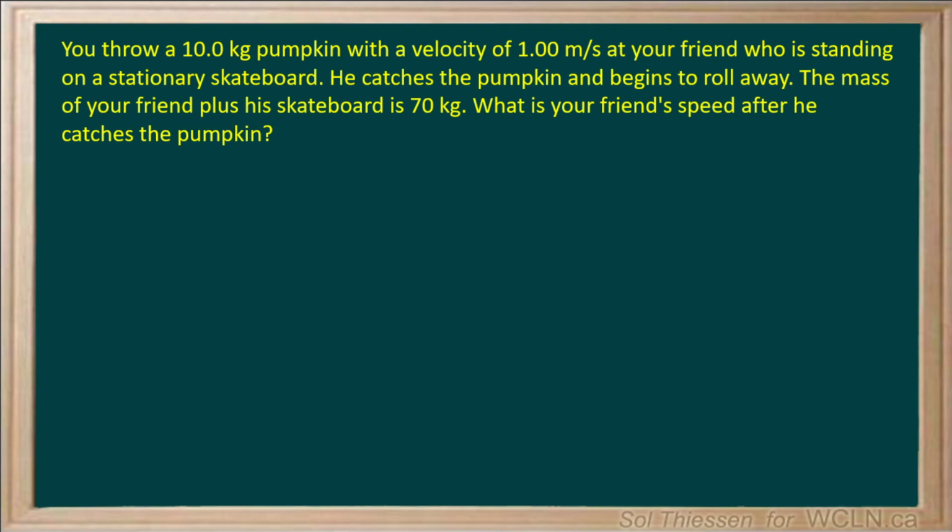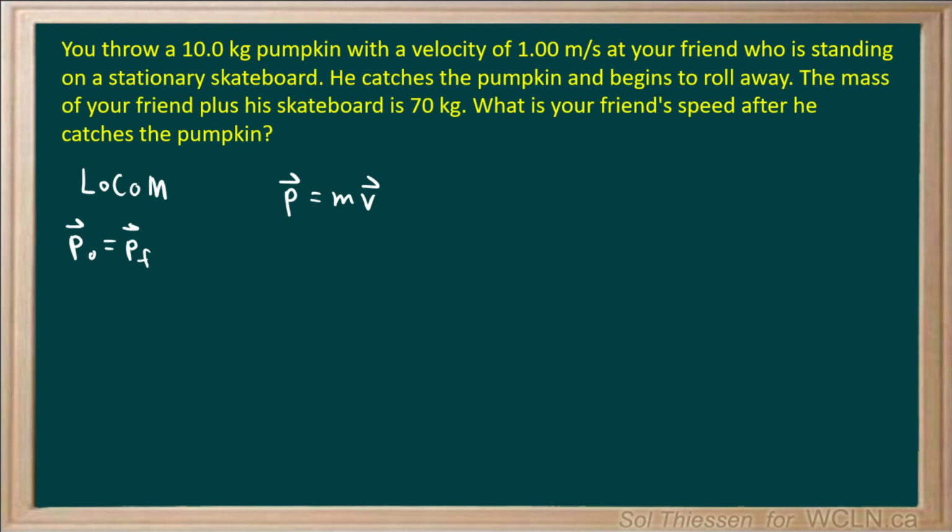Okay, so to solve this problem, we need to know two things. The law of conservation of momentum, which tells us that system momentum before a given event is equal to system momentum after that event. And we need to know that momentum can be calculated by taking the product of mass and velocity.